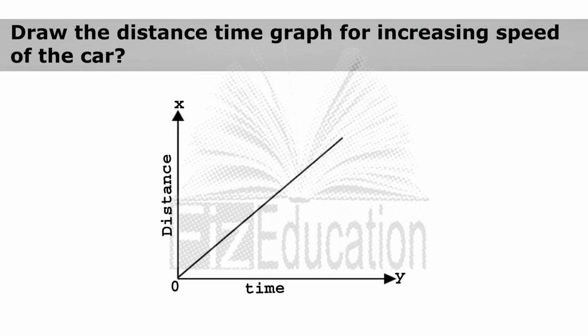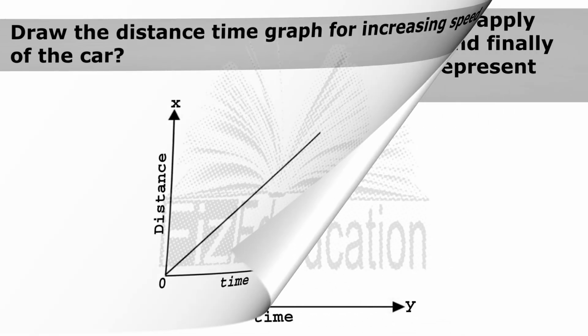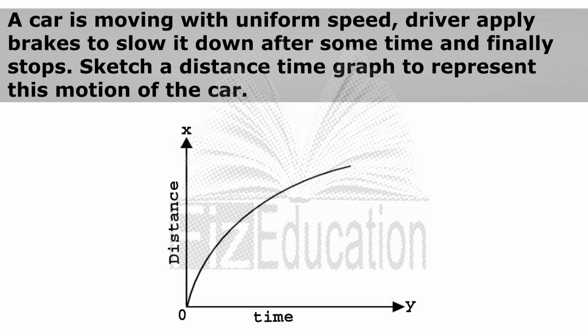Draw distance time graph for increasing speed of the car. Answer is shown in the diagram. A car is moving with uniform speed. Driver applies brakes to slow it down after some time and finally stops. Sketch a distance time graph to represent this motion of the car. Answer is shown in the diagram.